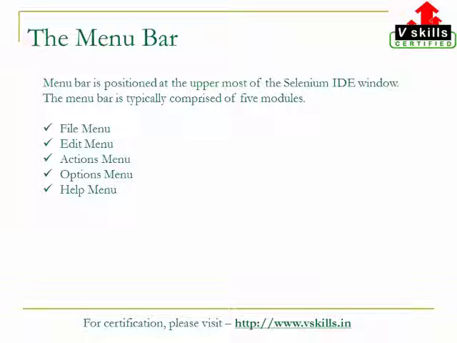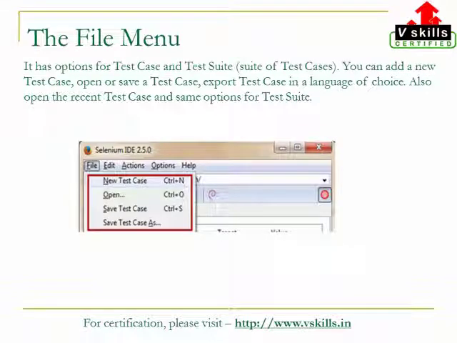The menu bar. The menu bar is positioned at the uppermost part of the Selenium IDE window. The menu bar is typically comprised of 5 modules: File menu, Edit menu, Actions menu, Options menu, Help menu. The File menu. It has options for test case and test suite of test cases.